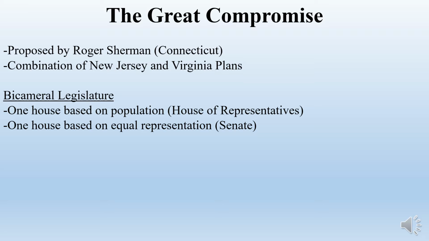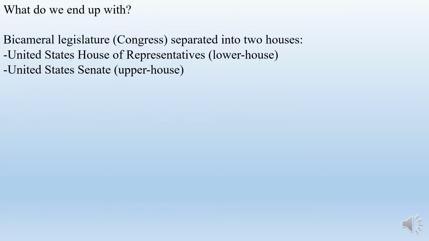Have one house of that legislature be based on population. That house, of course, will be the House of Representatives. And have the other house be based on equal representation. That, of course, being the United States Senate. So the House of Representatives will have members based on how large the population of the state is, and the Senate will be based on equal representation. Currently, to this day, we still have 2 senators per state. And this is what we end up with.